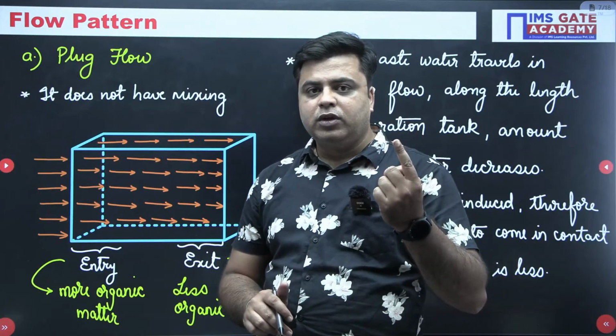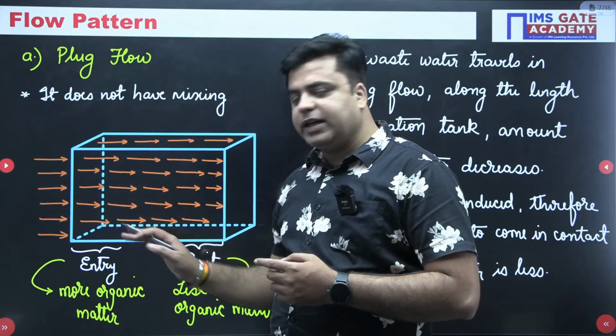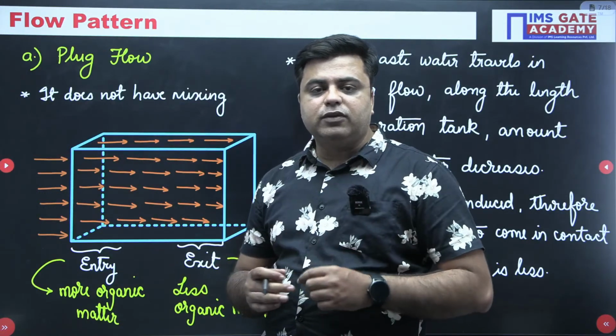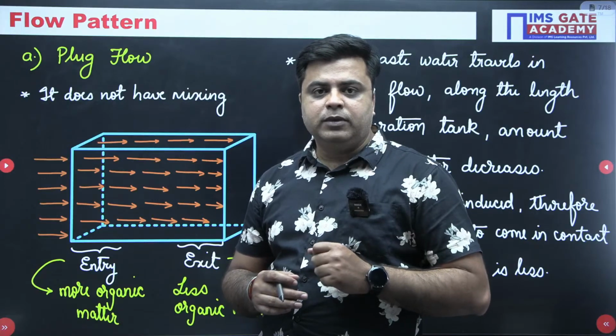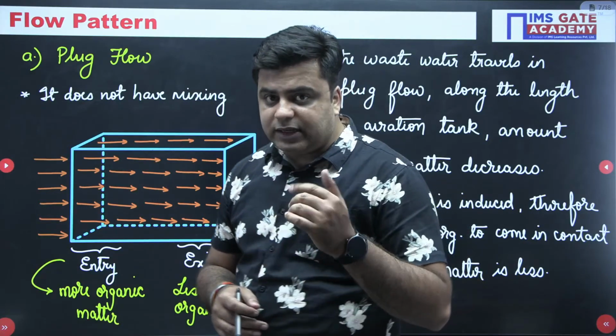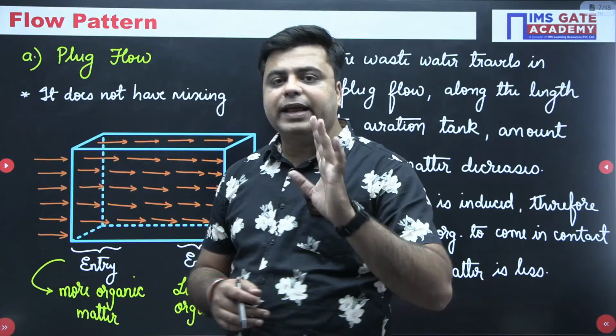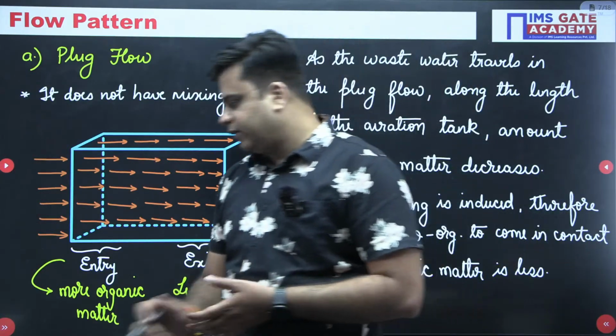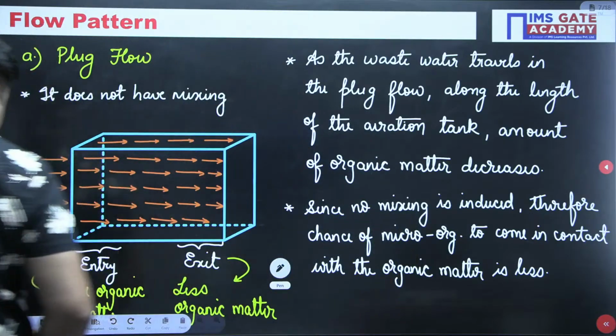Efficiency will be more because this wastewater stays in the aeration tank for more time. That is why the decomposition of the organic matter takes place properly. But the rate of removal, the amount of organic matter that can be treated using the plug flow, will be less. Okay. Now coming to the second type of flow pattern.